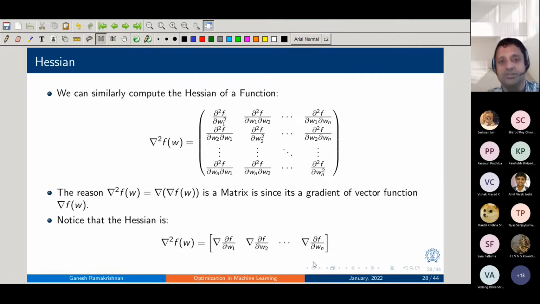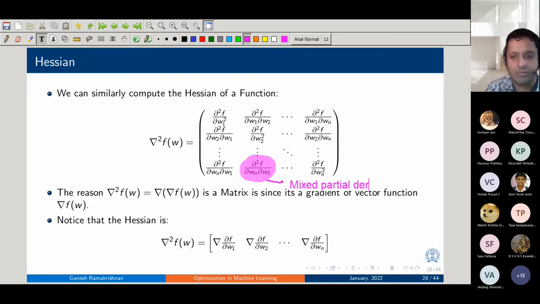You can also compute the Hessian of a function. Now Hessian is basically the set of all these double derivatives and mixed partial derivatives. So here you see an example. This is a mixed partial derivative, of the partial derivative of f with respect to w2, with respect to wn. We refer to these as mixed partial derivatives. And the diagonal entries are all about double derivatives. Okay, if there are questions, please ask.